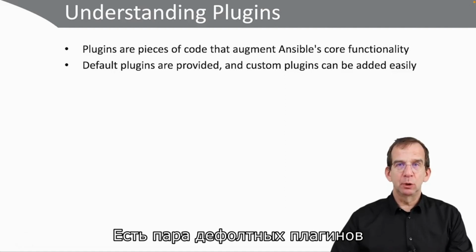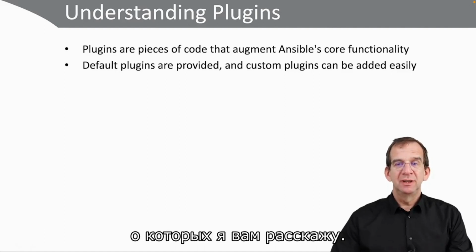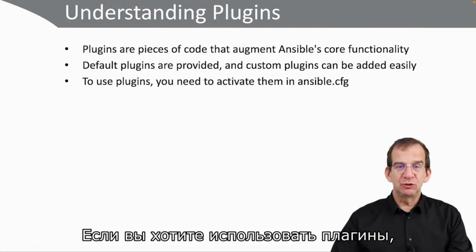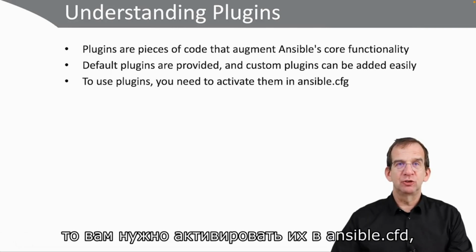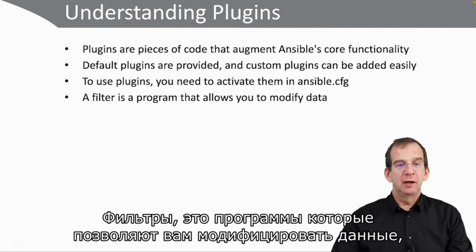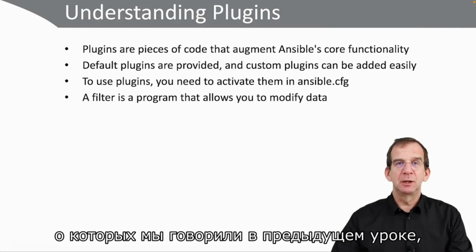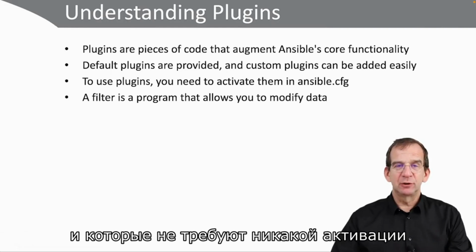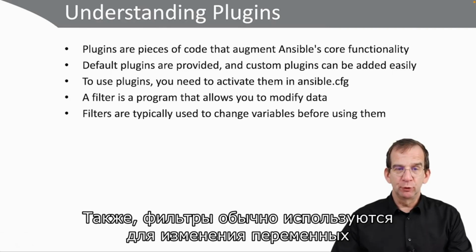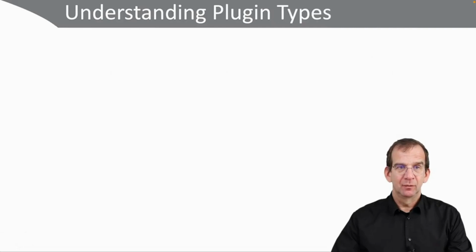There's a couple of default plugins, which I'm going to tell you about, and custom plugins can be added easily. If you want to use plugins, you need to activate them in ansible.cfg because it's additional code, it's not there by default. A filter is a program that allows you to modify data. We've talked about it in the previous lesson, and that's something that doesn't require any activation or whatsoever. And filters are typically used to change variables before using them.